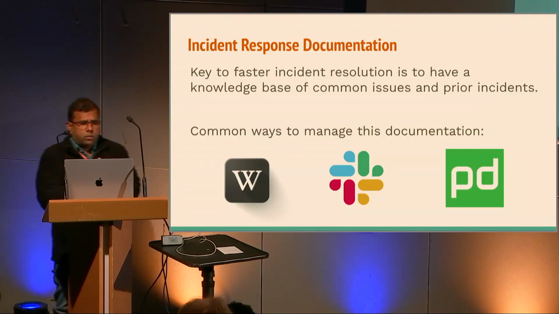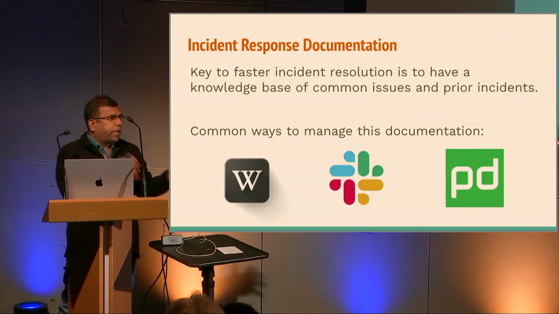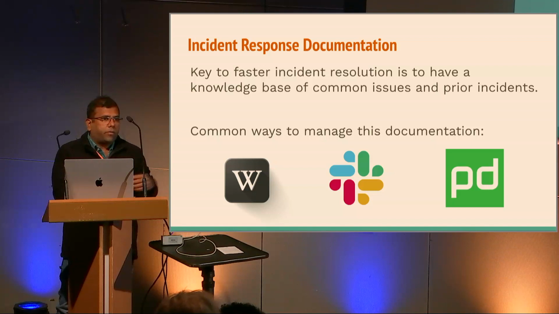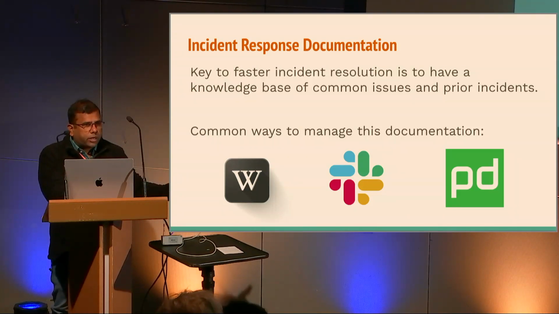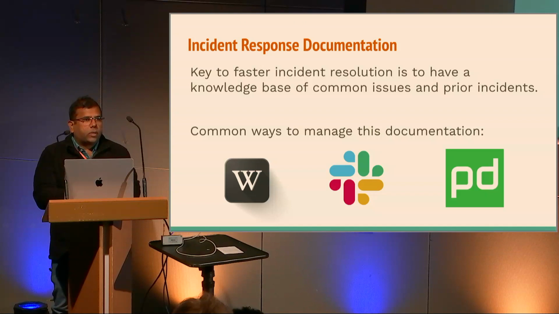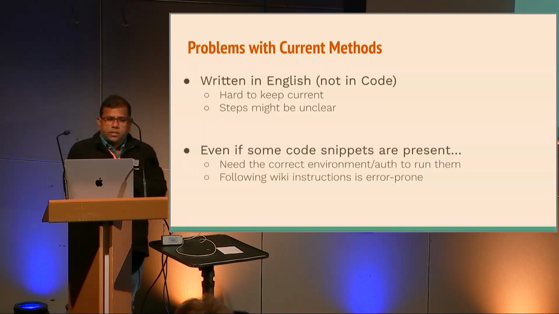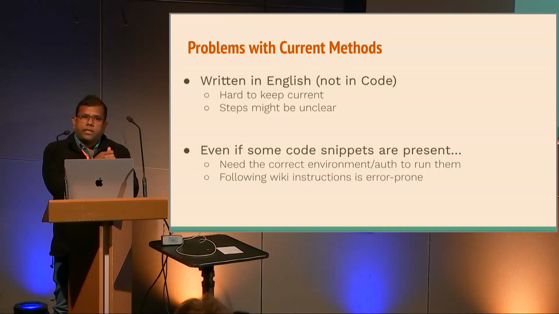So let's dive a little bit into documentation. How is it done today? The common ways are wiki articles, where people keep adding notes on the wiki pages. You may have some Slack threads, where people can go back and search for what happened in prior incidents, as well as past tickets. Typically PagerDuty or other similar services track the history of tickets that the team had dealt with.